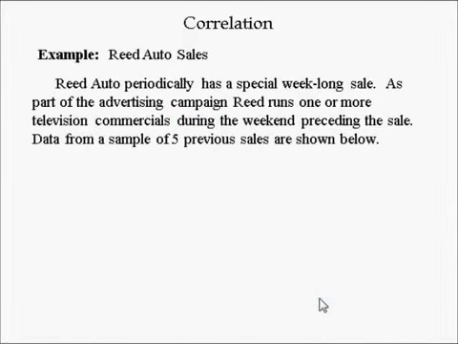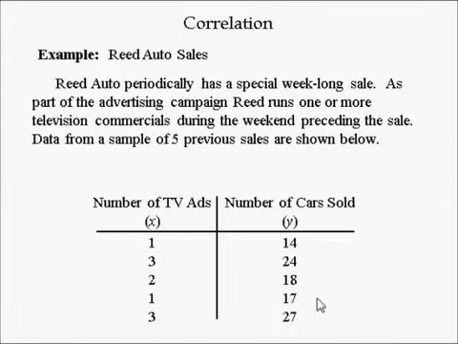Reed Auto Sales has figured out that the more they advertise, the more cars they generally sell. According to the sample of data they have collected, the company sold 14 and 17 cars when it ran 1 TV ad, sold 18 cars when it ran 2 TV ads, and sold 24 and 27 cars when it ran 3 TV ads.